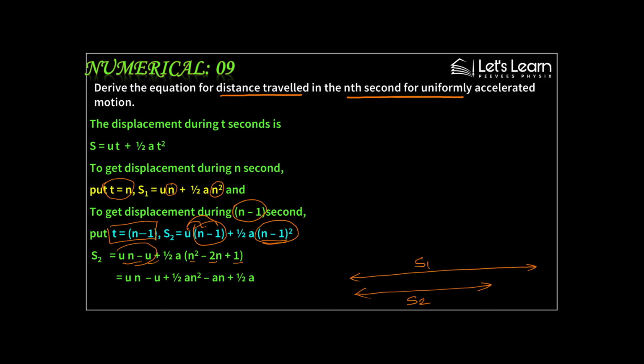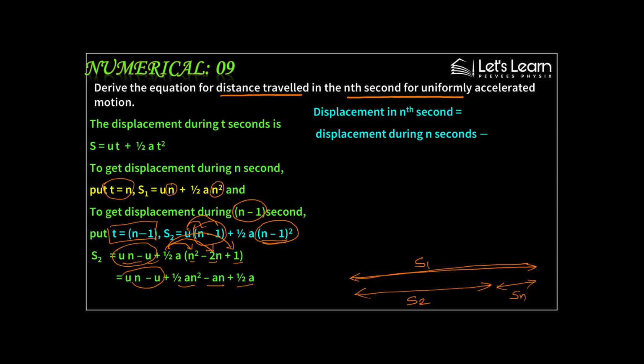Then this remains the same. Half a into n square becomes half a n square. Half a into minus 2n gives you minus an. Half a into plus 1 gives you plus half a. We are looking for the distance traveled during, displacement in the last second, which is nth second. This is what we are looking for. This is written as Sn, which is S1, which is the distance traveled during n seconds. Take away S2, which is the distance traveled during n minus 1 seconds. So S1 minus S2.